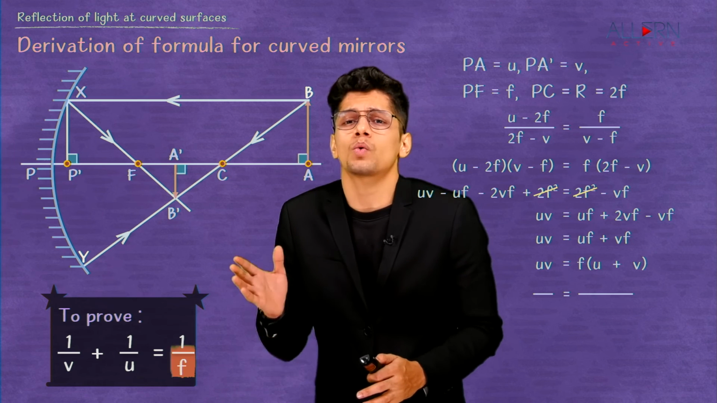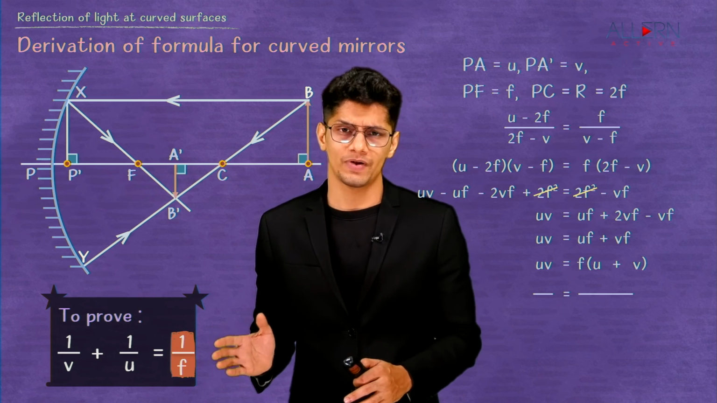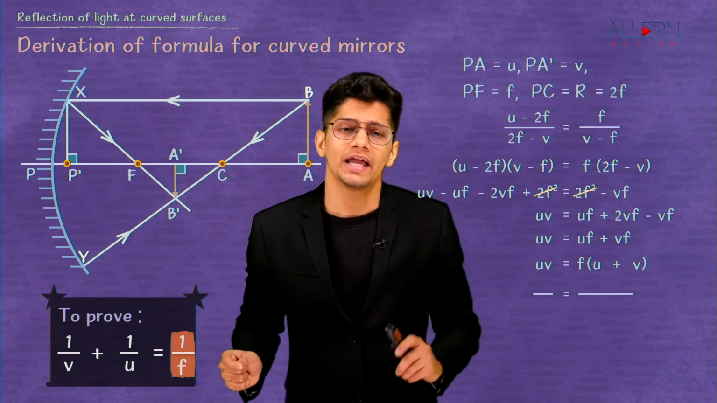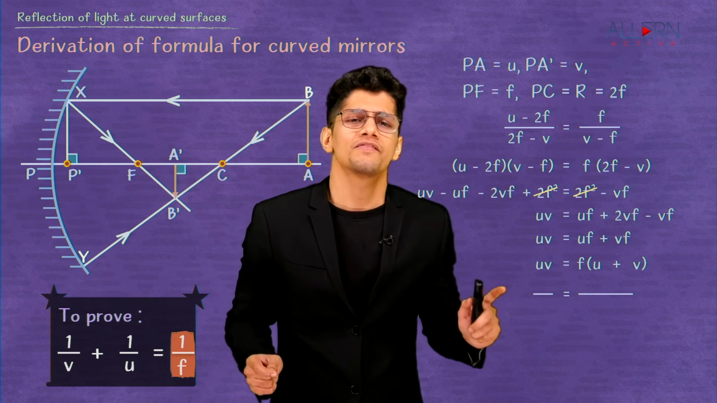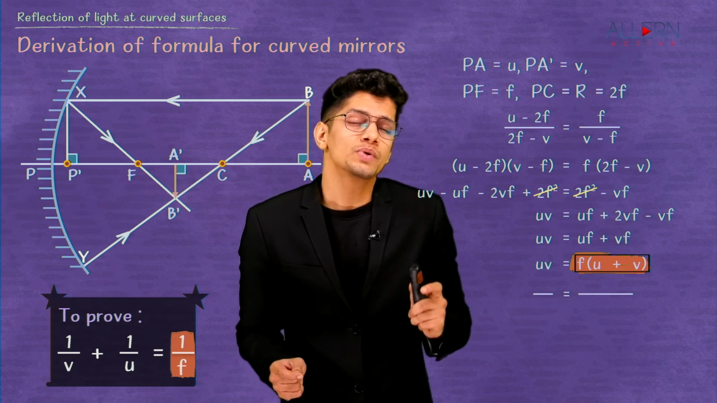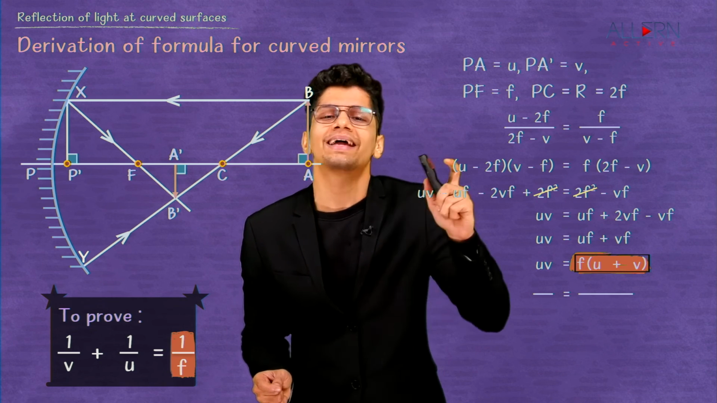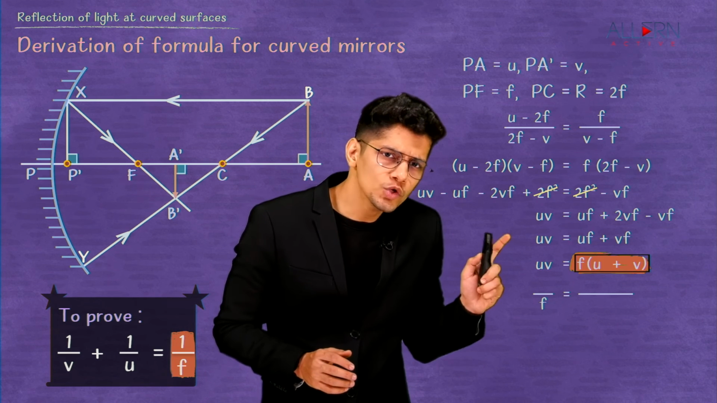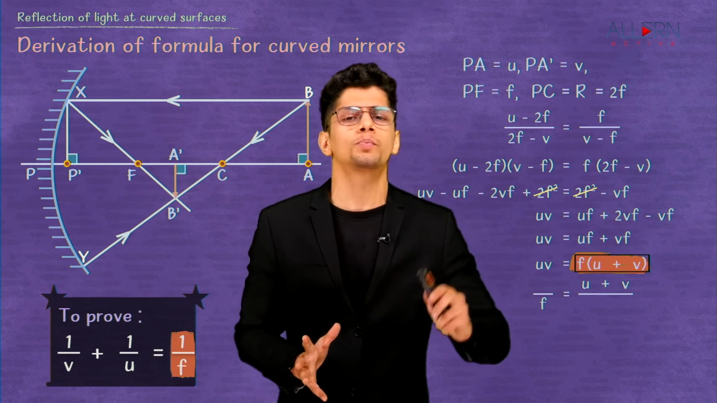What do we want? We want 1 by f, right? We want 1 by f. That means f needs to be in the denominator. If we see the equation, we have f on the right hand side in the numerator. That means we can shift f to the left hand side in the denominator. So we do that. Now we know that u plus v will remain as it is. So we write u plus v.